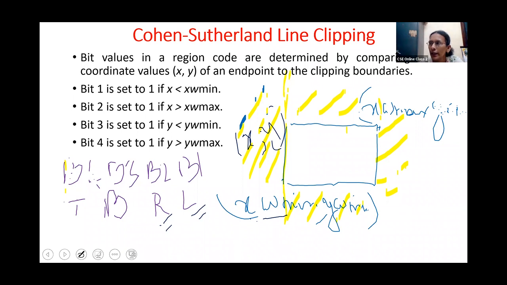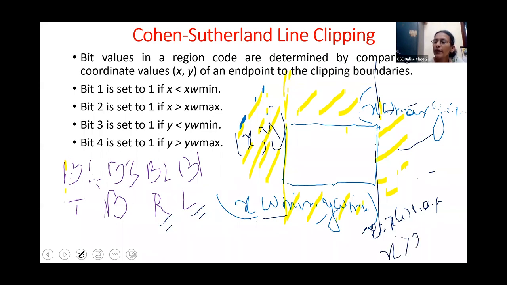If the point is to the right of the right boundary. This is our right boundary. If the point lies in this region, then bit 2 is set to 1. What is the equation to the right boundary? The equation to the right boundary is given by X equal to XW max. So for points to the right of the right boundary, X would be greater than XW max, and so if X is greater than XW max, bit 2 will be set to 1.